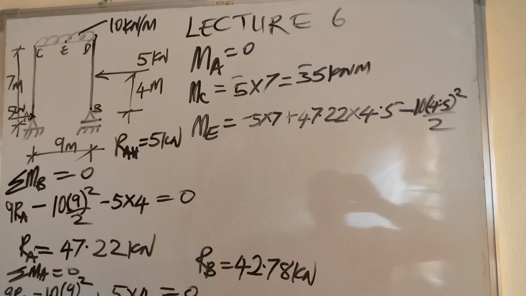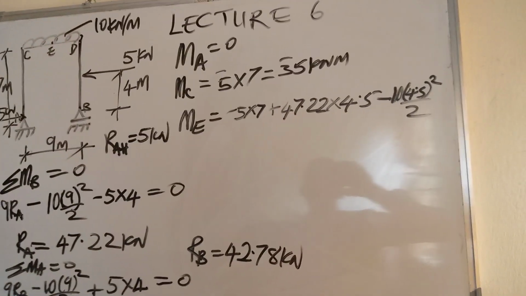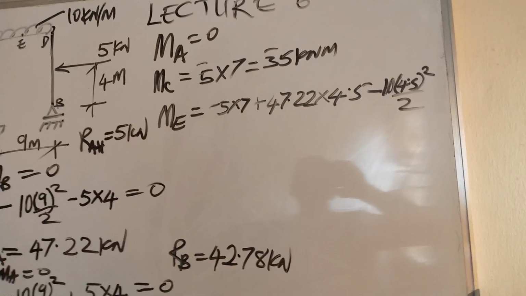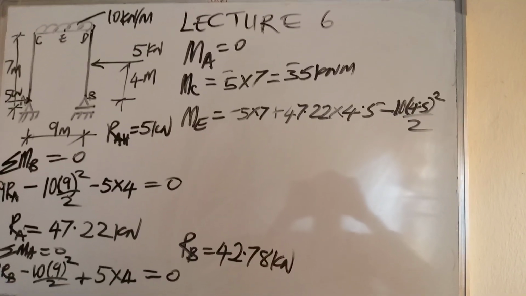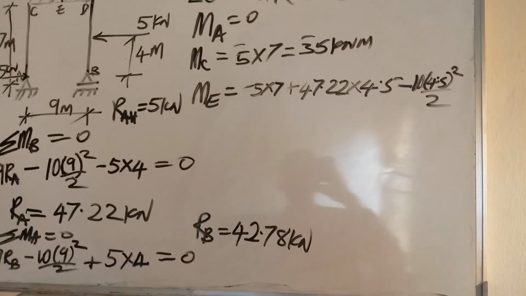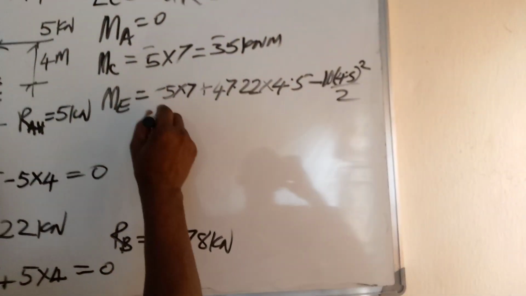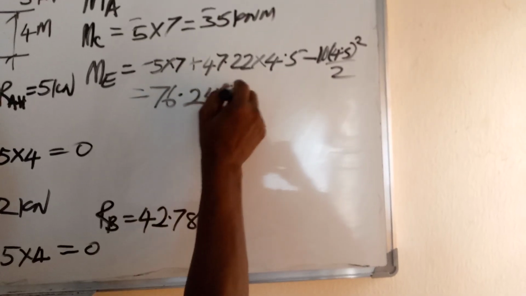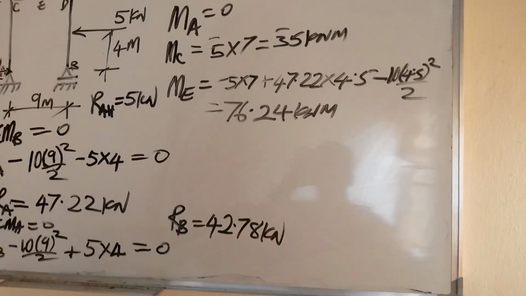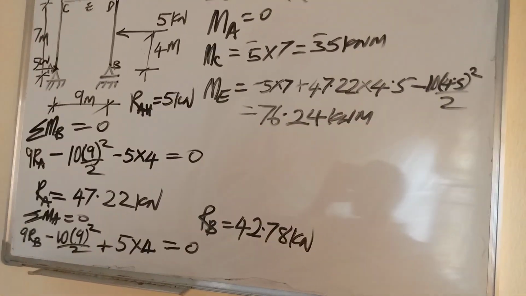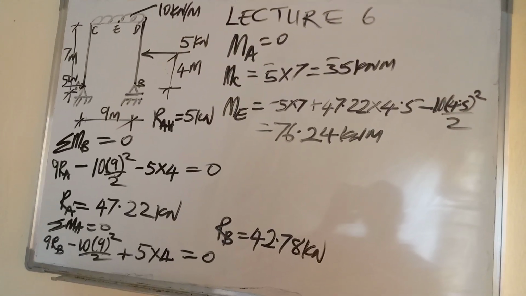I've collected the whole forces from A to E, and all of them have been converted to moment. That is exactly what is on the board there. So that gives me 76.24 kilonewton meter. So the moment at point E is 76.24 kilonewton meter.